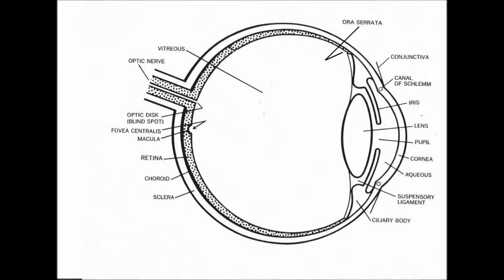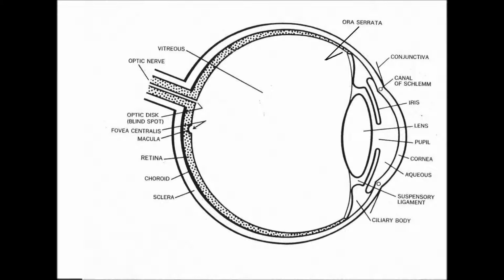The suspensory ligament is a ring-like fibrous membrane connecting the ciliary body and the lens of the eye, holding the lens in place. The ciliary body is the middle layer of the wall of the eye. It has 3 functions: accommodation, aqueous humor production, and the resorption and maintenance of the lens.